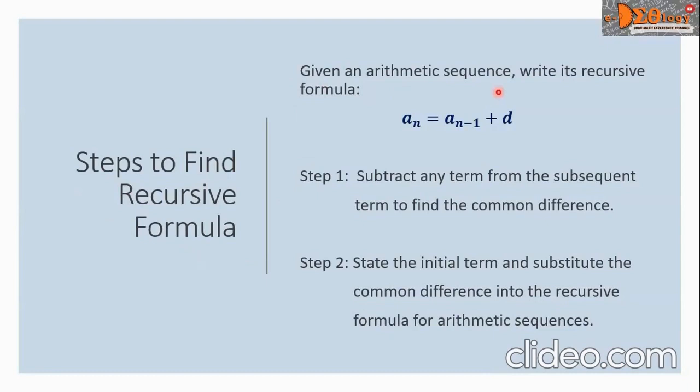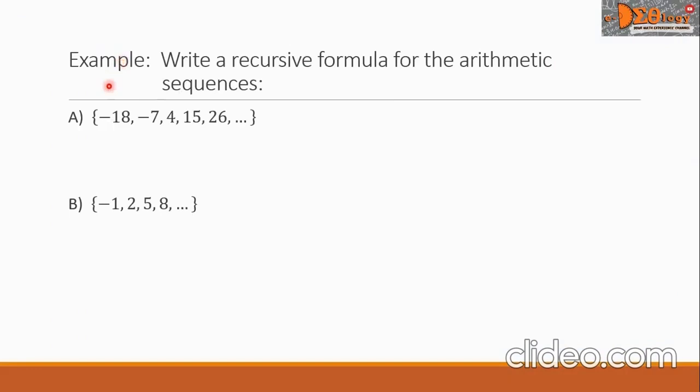Given an arithmetic sequence, write its recursive formula. Step 1 is subtract any term from the subsequent term to find the common difference. Step 2, state the initial term and substitute the common difference into the recursive formula for arithmetic sequences. Let us have an example. Write a recursive formula for the arithmetic sequences A and B.